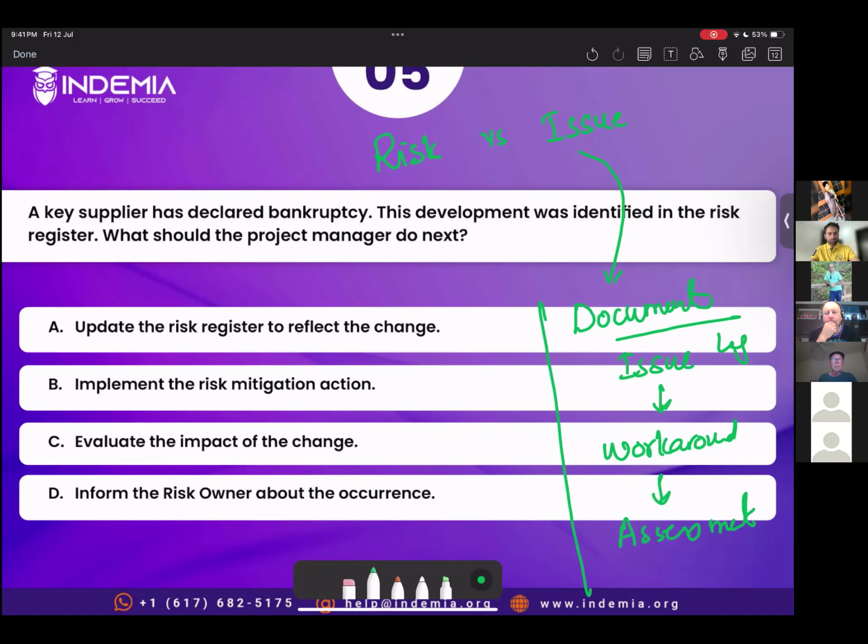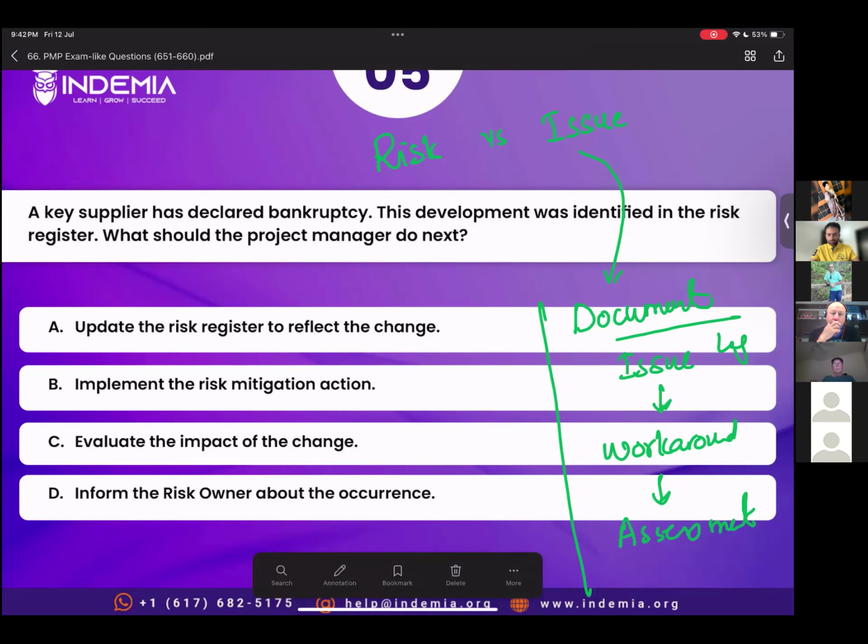I hope you understand the difference between when a risk has occurred or an issue has occurred. Risk has occurred means you have identified that event. An issue has occurred means something that you couldn't identify. So the correct answer is option D. Let's read the explanation.